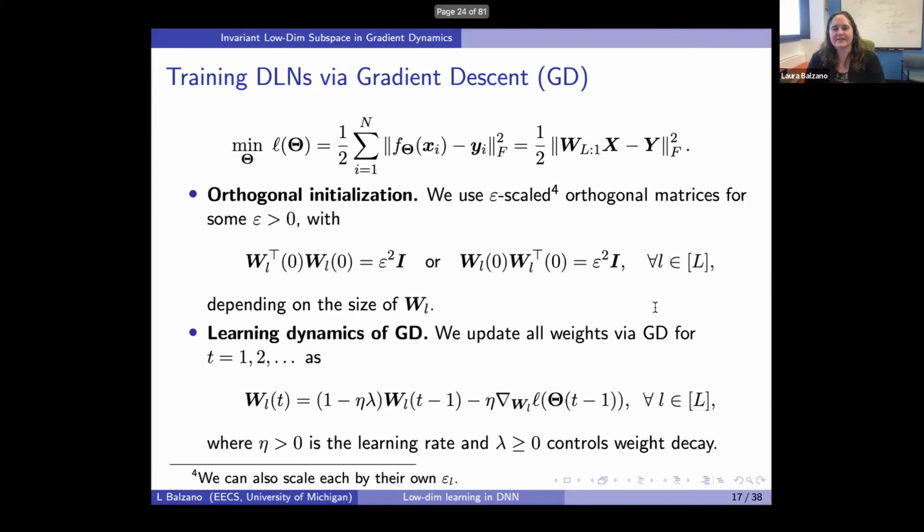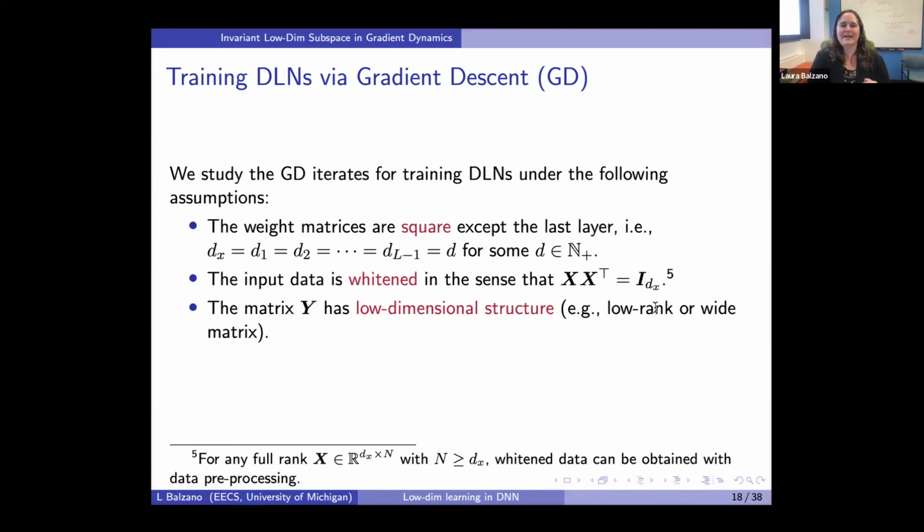Okay, so that's our optimization setup. Now, the assumptions I'm going to make on the architecture and the data in order to say something theoretically are the following. First, we're going to have square matrices, except potentially the last layer. So all the matrices are fully connected and have the same input and output dimension.